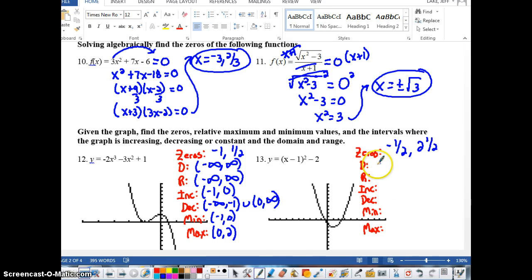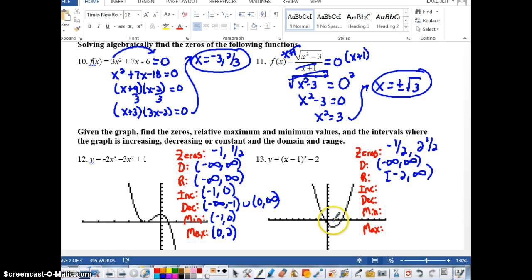The domain there is going to be from -infinity to infinity, far left to far right. Range does not go all the way down to -infinity. There are all these y values that are not included. Looks like to me it's bottoming out there at -2. So this is going to be from -2, and it goes all the way up to infinity. And there's the bracket at -2 to make sure we encompass that actual point.